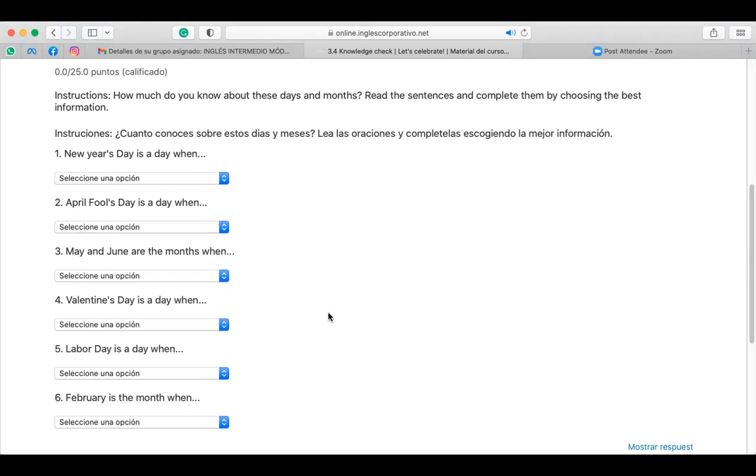Labor Day. Día de trabajo, el día de trabajo. Exactly, Labor Day. It's not exactly May 1st as we have it, but they have a Labor Day in the United States, and it's a vacation for them. It's a holiday, a national holiday.